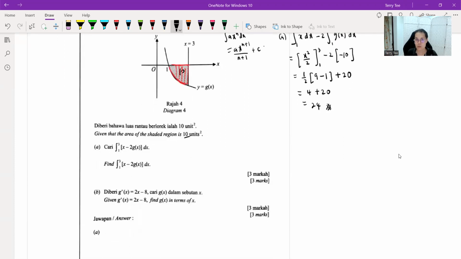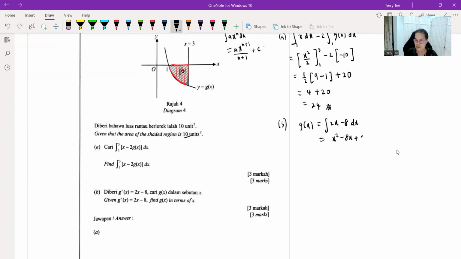Well, for the second part, we're supposed to find g(x) given g'(x). g'(x) means dy/dx. So to find y or g(x) given dy/dx, I will have to integrate. When I integrate 2x, I get 2x squared over 2. Cancel the 2, you get x squared. Integrate 8, you get 8x.